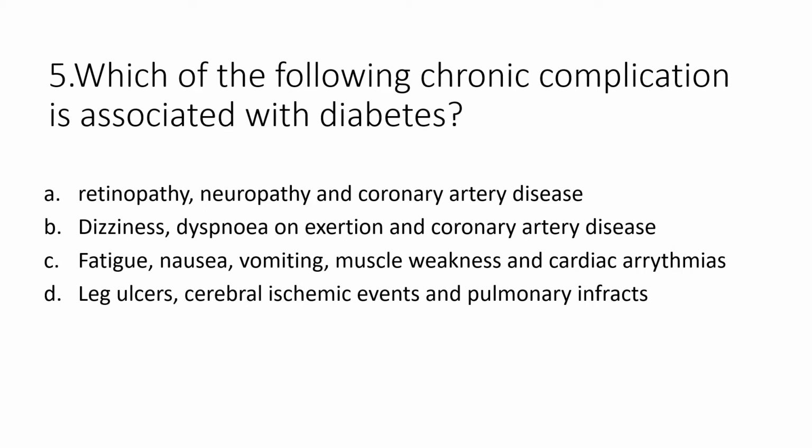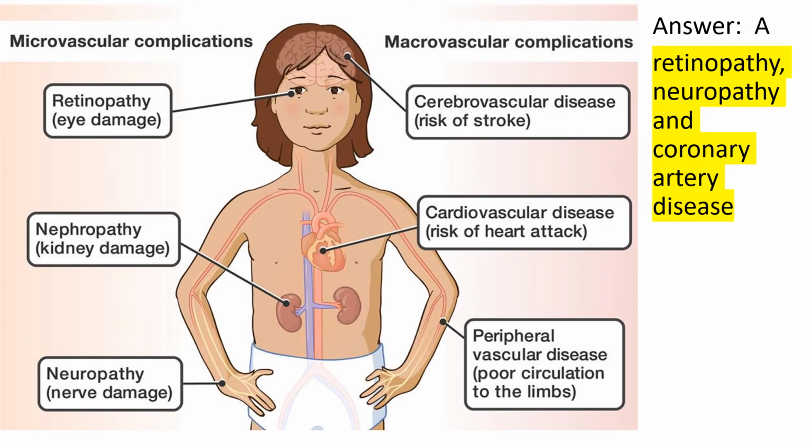This question is really easy, and everybody has studied the chronic complications of diabetes mellitus, that is retinopathy, neuropathy, and coronary artery disease. As you can see in the slide, there are two forms of complication present in diabetes mellitus, that is microvascular complications and macrovascular complications. Under microvascular complications, there are retinopathy, which is related to the eye, nephropathy related to the kidney, and neuropathy related to the nerve.